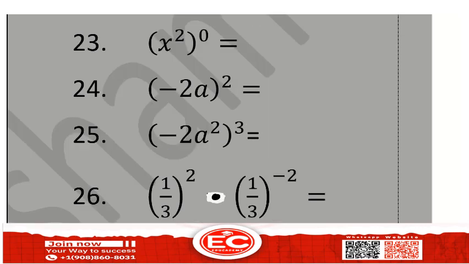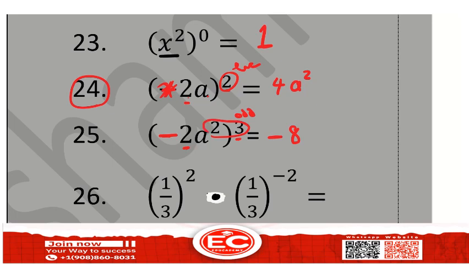Regarding question number 23, we said that anything to the power of 0 is equal to 1. It's not even equal to x. Question number 24, negative and the power is even, so ignore the negative. And it's 2 to the power of 2 and a to the power of 2. But in question 25, you are going to keep the negative because the power is odd. And 2 power 3 is equal to 8. And power to the power, I multiply, so it's a power 6.